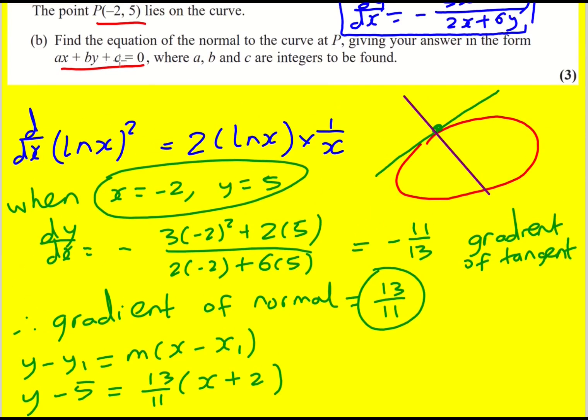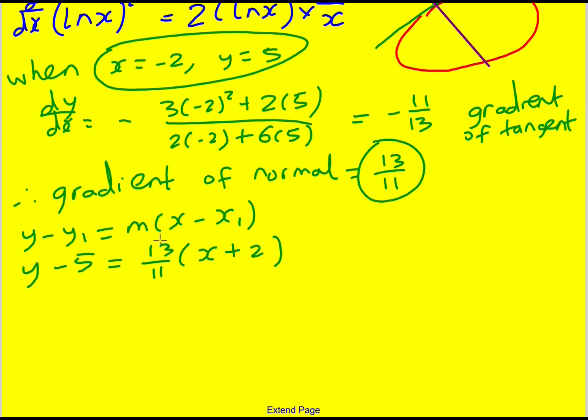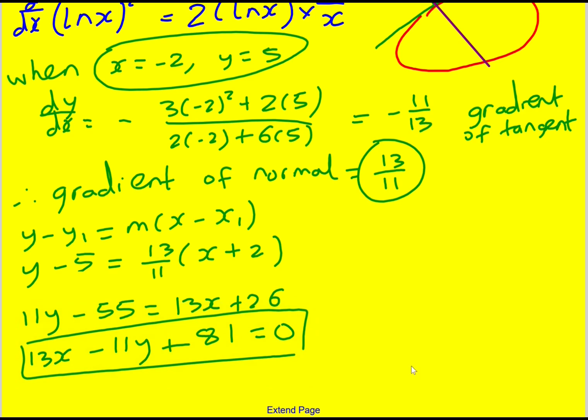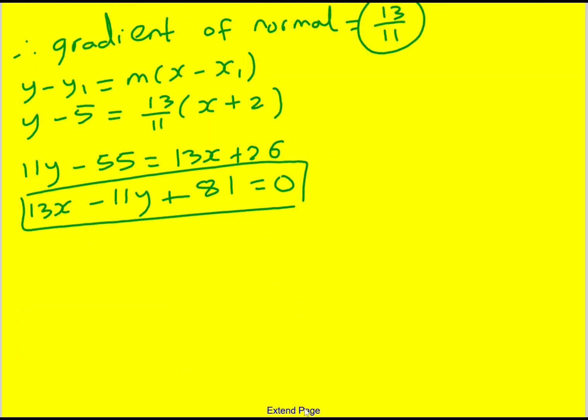We've been asked to write it as ax plus by plus c equals 0. You could expand the bracket, but better to just multiply through by 11. 11y minus 55 equals 13x plus 26. So 13x minus 11y plus 81 is going to equal 0. You could instead have minus 13x plus 11y minus 81 equals 0 if you prefer. I mean, they're equivalent and they're both in the form that was asked for. You just have a go at doing the alternative.